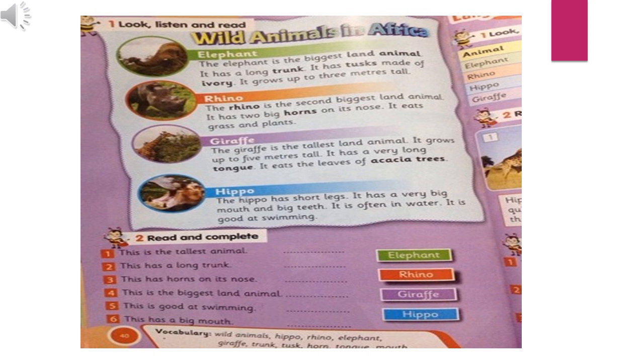Number 5, this is good at swimming. Which is the only animal who can be in water? Yes, it's the hippo. Number 6, this has a big mouth. Yes, it's the hippo too. So I will say the answers again. Revise your answers and please don't forget to answer them in your student's book.